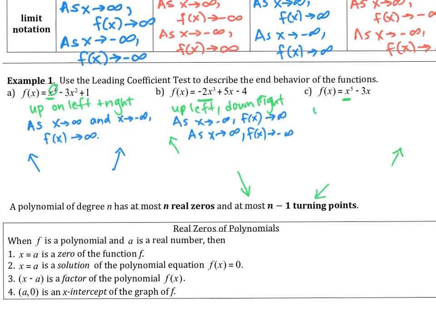Again, you can use your own words to describe it. Up on the right side, down on the left. If you wanted to use limit notation or if it asked you to do it, I could say, on the right, it goes up. On the left, it goes down.